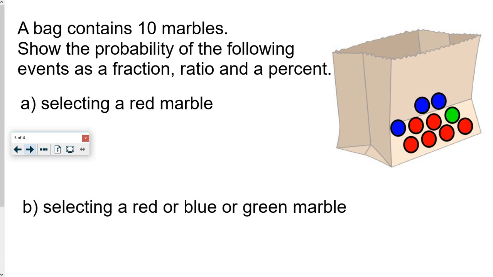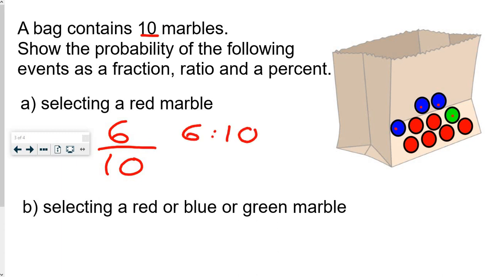Selecting a red marble. There's 1, 2, 3, 4, 5, 6 red marbles, so 6 red marbles out of 1, 2, 3, 4, 5, 6, 7, 8, 9, 10 marbles, and it told us up here 10 marbles. So we have a 6 out of 10 chance, which is also 60%. 6 divided by 10 equals 60%.